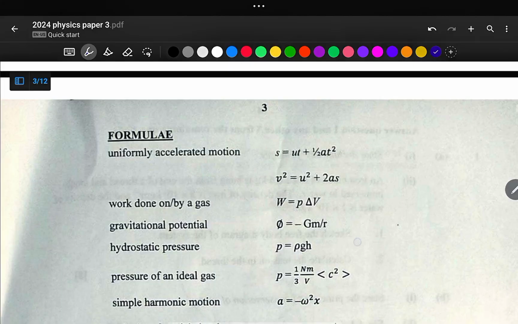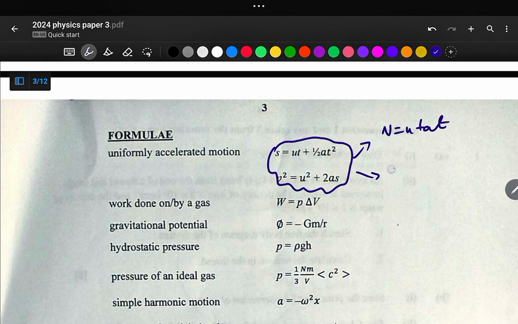There are these formulas for uniformly accelerated motion, these suvat equations. We have s is equal to ut plus half at squared, and v squared is equal to u squared plus 2as. And these two equations, you should know how to derive them from these ones: v is equal to u plus at, and the other one, s is equal to half (v plus u) multiplied by t.